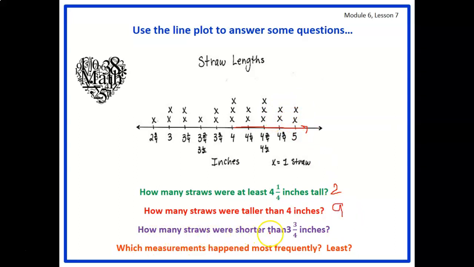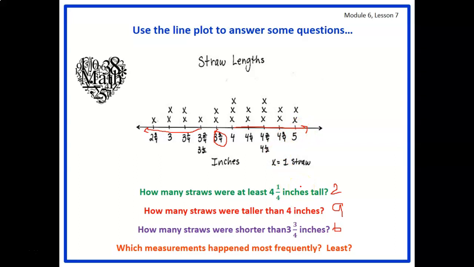How many straws were shorter than 3 3/4? Let's see. There's 3 3/4. Don't count this because 3 3/4 is not shorter than 3 3/4. So I say 1, 2, 3, 4, 5, 6. Let's make sure. 1, 2, 3, 4, 5, 6. Yep. 6 are shorter than 3 3/4 inches because we know when we're going this way, we're getting smaller. When we go this way, we're getting larger.